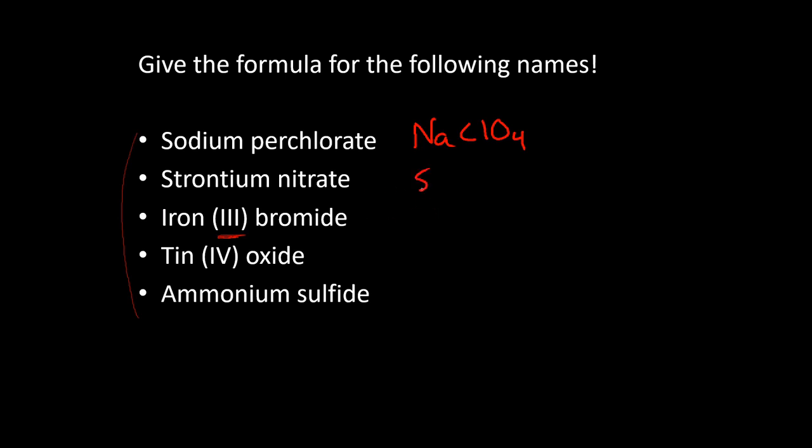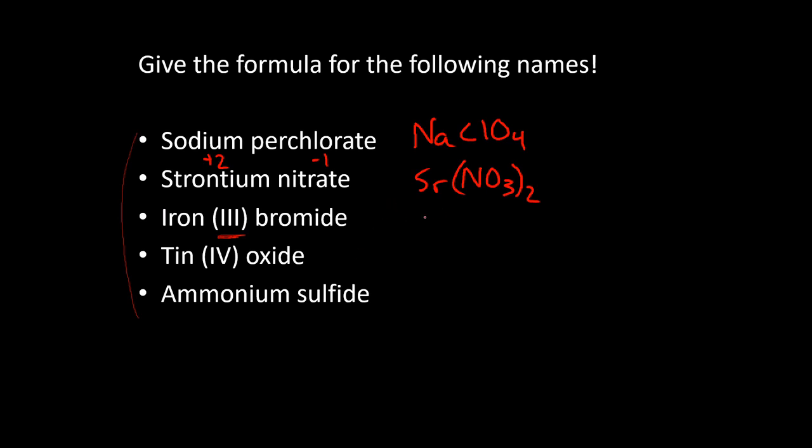Strontium nitrate. Nitrate, if you go back and look at the table, has a -1 charge. Strontium is +2. So we need 2 nitrates to get those charges to balance out.